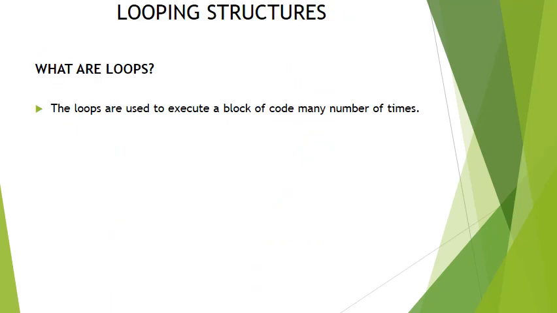Now we are moving on to the next category of control structures, that is the looping structures. What are loops? Loops are used to execute a block of statements a particular number of times. That is the use of loops.